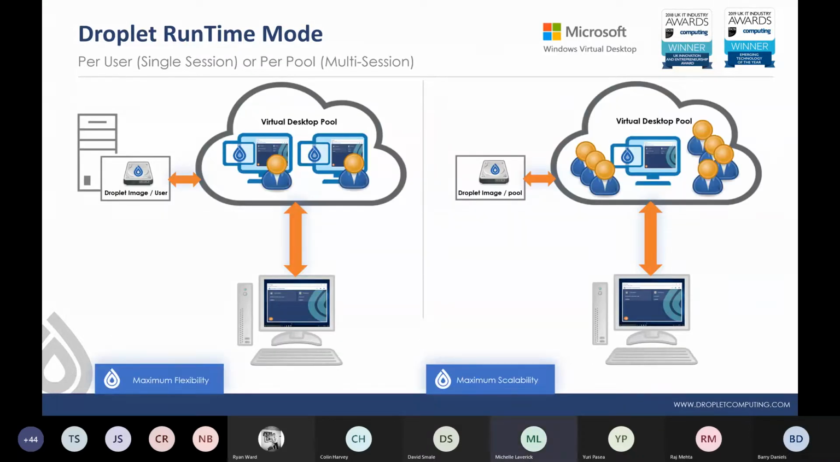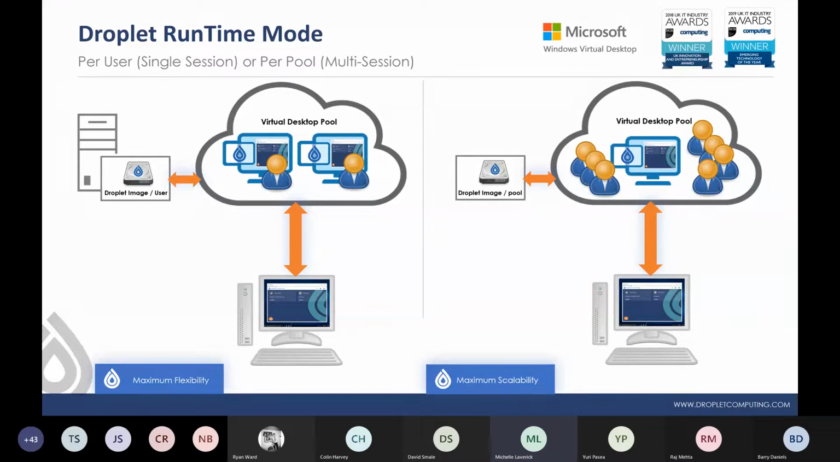In terms of those runtime modes, it's worth having an idea about what sort of flexibility and scalability you're going to drive from these environments. On the left-hand side, we've got the per user model. In the per user model, each user has their own droplet container image, and they get their own allocation of memory and CPU to the container. And this drives the maximum flexibility because each user is getting their own container.